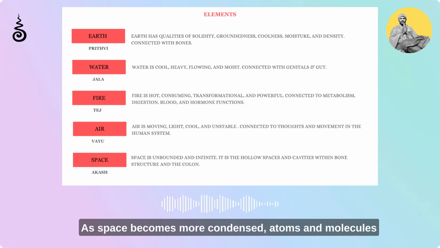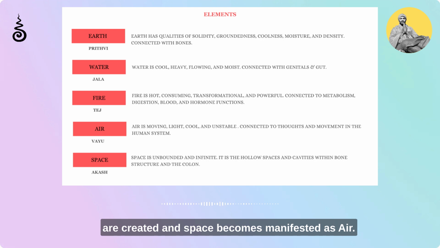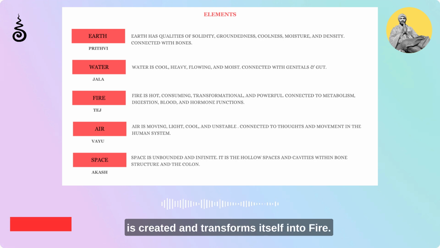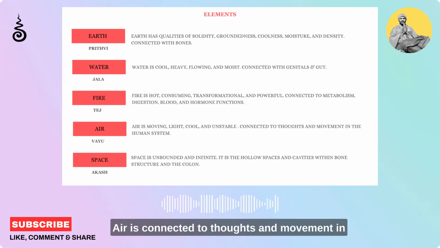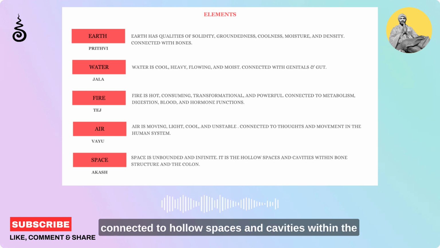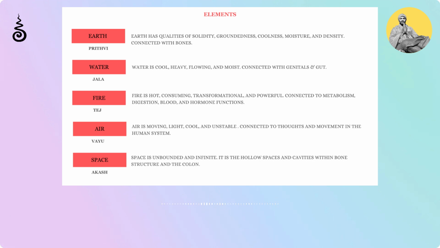As space becomes more condensed, atoms and molecules are created and space becomes manifested as air. Air is moving, light, cool, and unstable. And as it moves quicker and quicker, friction is created and it transforms itself into fire. Air is connected to thoughts and movement in the human system, similar to how space is connected to hollow spaces and cavities within the bone structure and the colon.